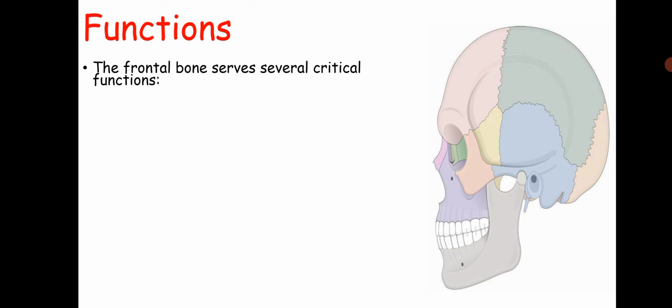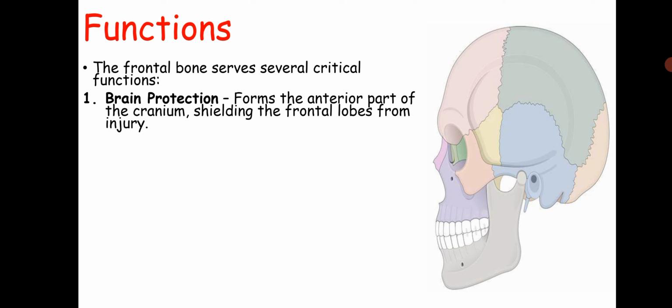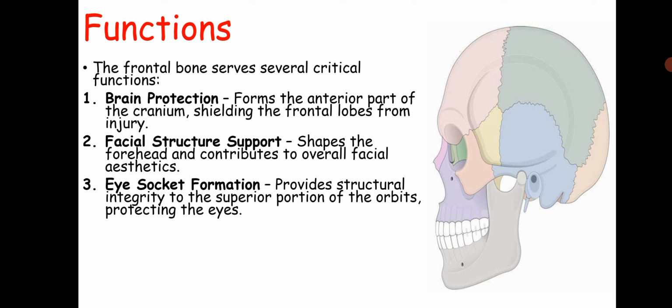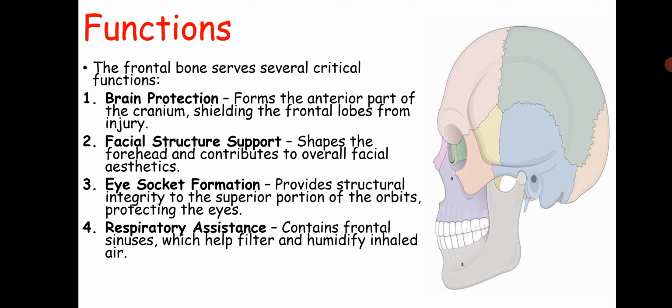Frontal bone serves several critical functions. They are brain protection, as it forms the anterior part of cranium, thus shielding the frontal lobe from injury. The second function is facial structural support, as it shapes the forehead and contributes to overall facial aesthetics. Next function is eye socket formation that provides structural integrity to superior portion of the orbit, thus protecting the eye.